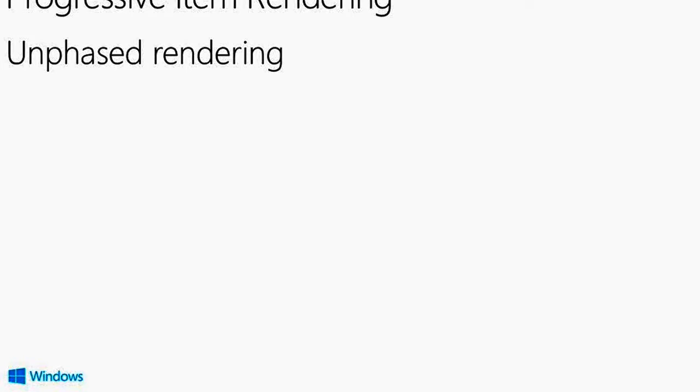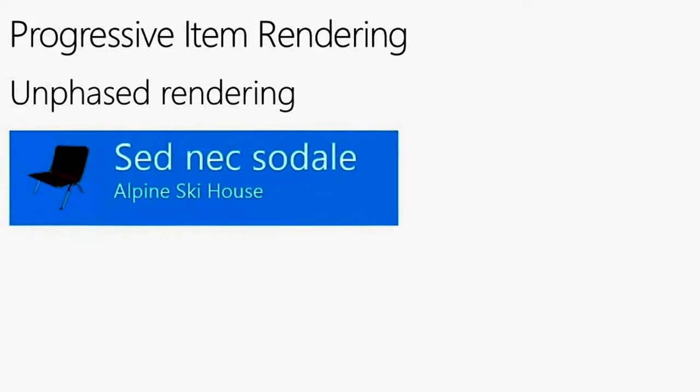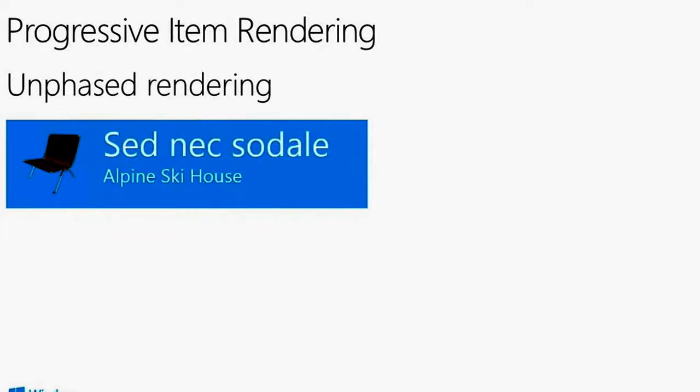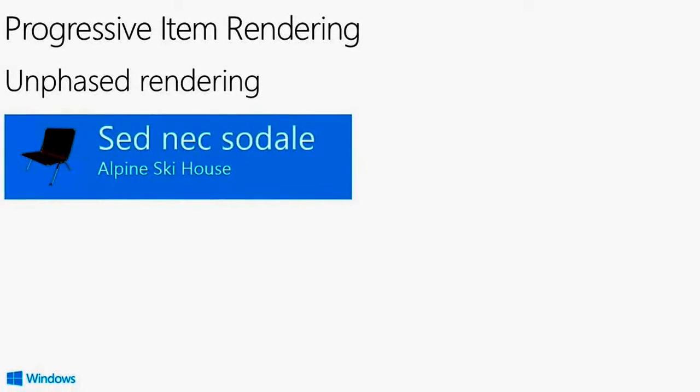But if we have a really long list, then we're going to want to do something called progressive item rendering. And this means that maybe if we're scrolling really, really fast, the items that we have don't have enough time to render in. And that's if we're using something called unphased rendering, where basically it's all or nothing. Either none of your item is visible, or the entire item is visible, every data element inside of it, every image.